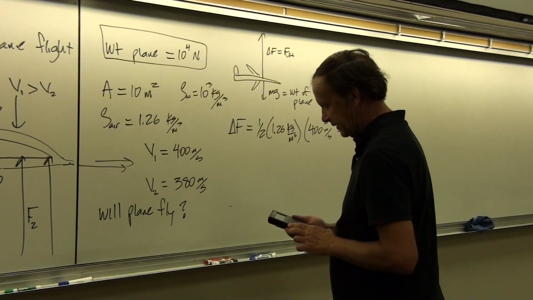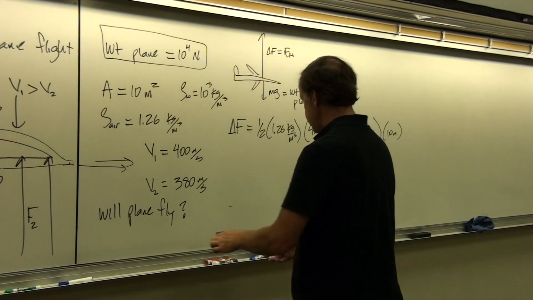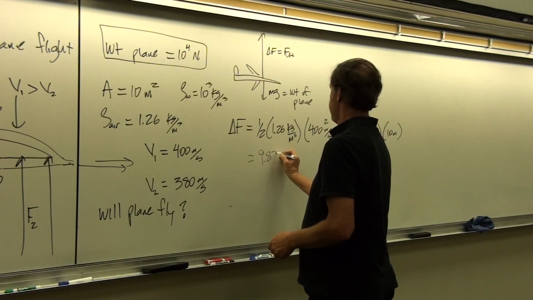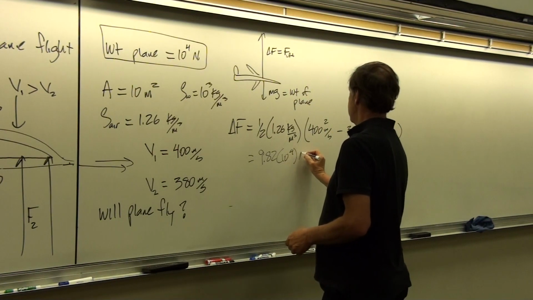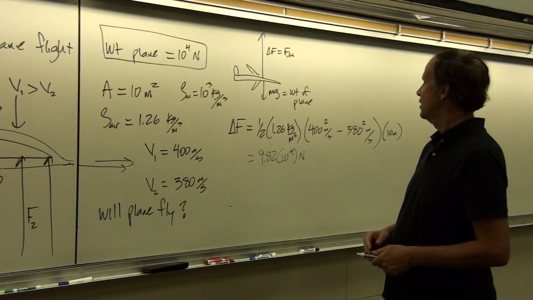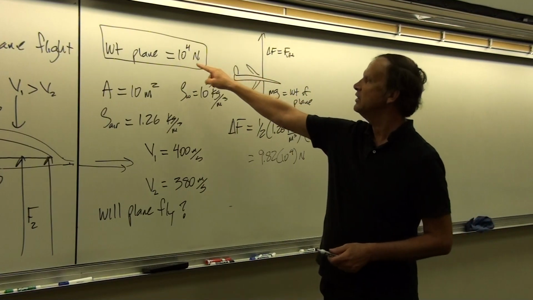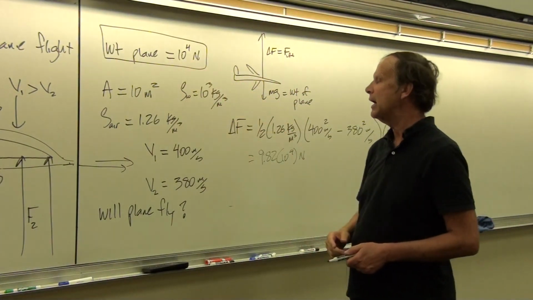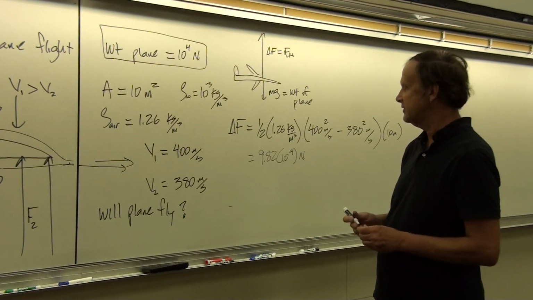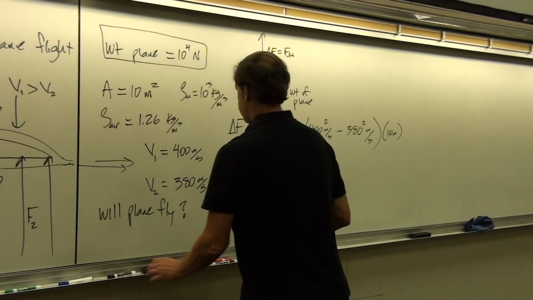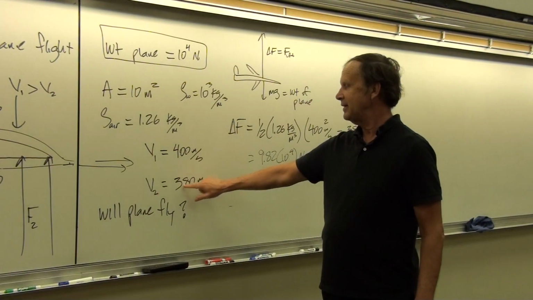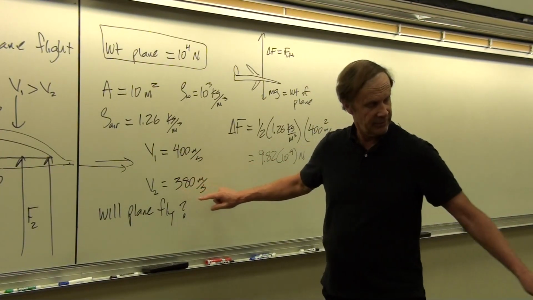All right, so that gives us 9.82 times 10 to the 4 newtons. So we've got about 9 times as much lift as we need to overcome the weight of the plane. So we have no problems then with this kind of a velocity. But what if we change the velocities now so that the difference is the same, but let's keep the velocities lower and see what happens then.